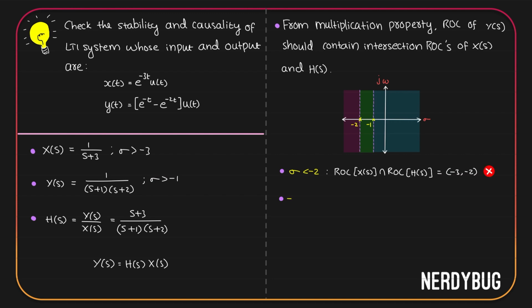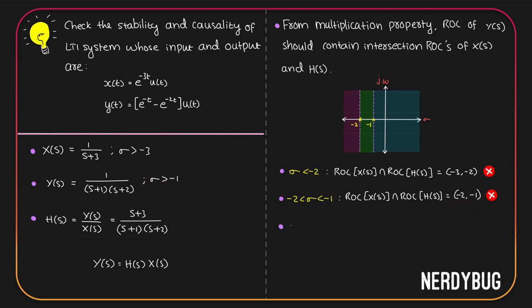Let us take the next one. Minus 2 less than sigma less than minus 1. Again, ROC of X(s) is sigma greater than minus 2 and H(s) is between minus 2 and minus 1. So we can write the intersection of ROC of X(s) and ROC of H(s) is going to be from minus 2 to minus 1. Let us again check if this is included in the ROC of Y(s). ROC of Y(s) is sigma greater than minus 1. What we have over here is from minus 2 to minus 1. Again, they do not overlap, so this is not our correct option.